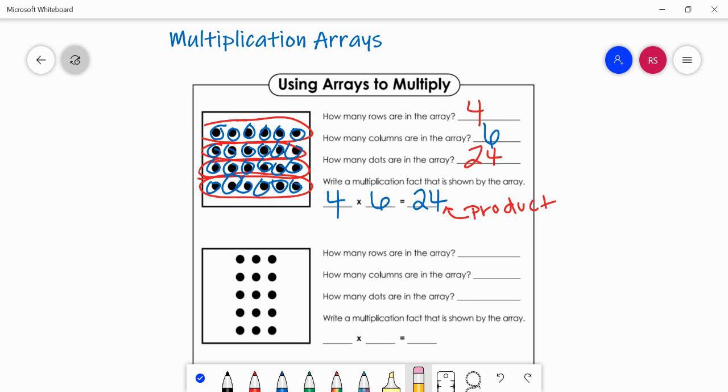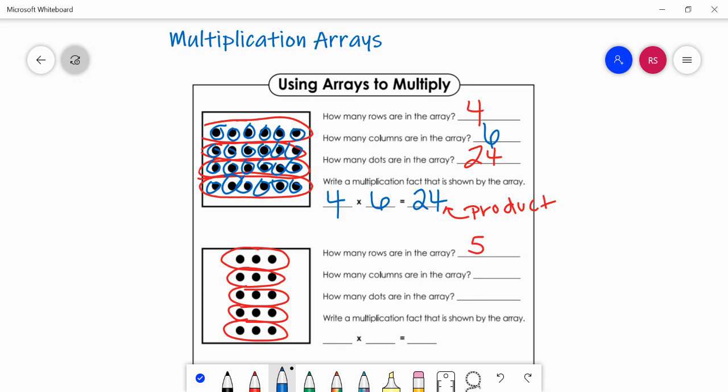It says how many rows are in the array. Once again, remember, rows go side to side. So let's circle. We have 1, 2, 3, 4, 5. And remember that our rows are like our groups. So I have 5 rows, or I have 5 groups here. How many are inside of each group or each row? That's going to tell me how many columns I have.